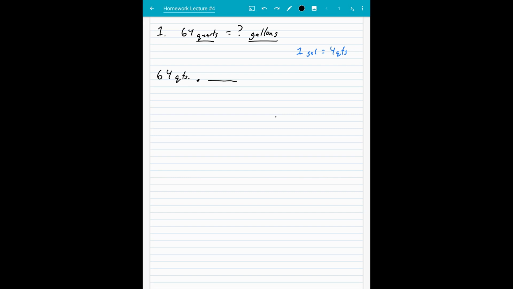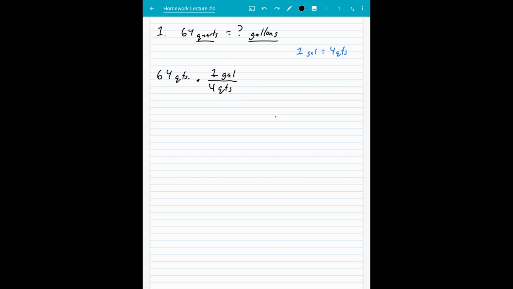Now, we want to get to gallons. So to get to gallons, what we're going to do is this. We're going to write gallons up on top and quarts on the bottom. And we're also going to carry the number associated with them. For gallons, it was the number 1. So we're going to put 1. And then for quarts, it's the number 4. So this right here makes a multiplication ratio. It's a conversion ratio is what we're using.